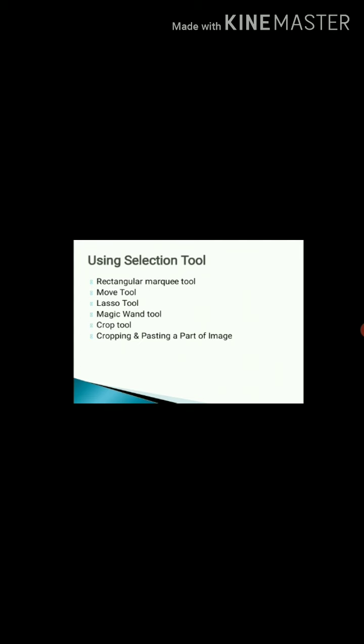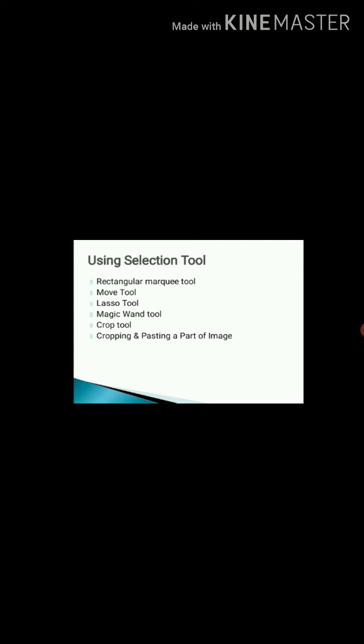Next is copying and pasting a part of image. Children, by the selection tool you can select a portion of image and after that you have to go to the edit menu, then choose the copy option, then click on the file menu, then a new window appears with a new file. Again click on the edit menu and choose the paste option. Your image is pasted on your new file.